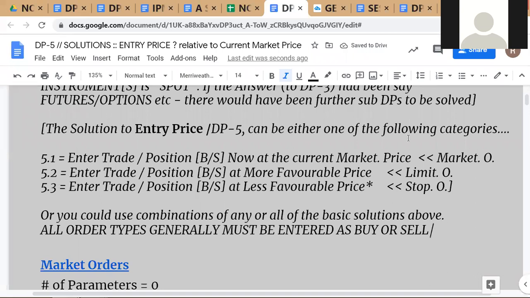Okay, so what I mean to say, the language here is not so elegant, but when you're entering a limit order, you will have to enter it as buy limit or sell limit. When entering a stop order, you have to enter it as buy stop or sell stop. When you're entering a market order, it has to be a buy market or sell market. That is obvious, but I'm still clarifying it because we are using this language.